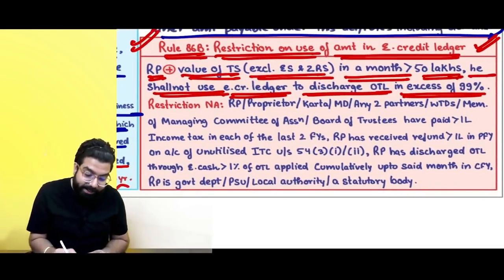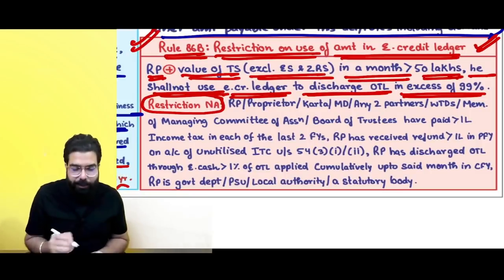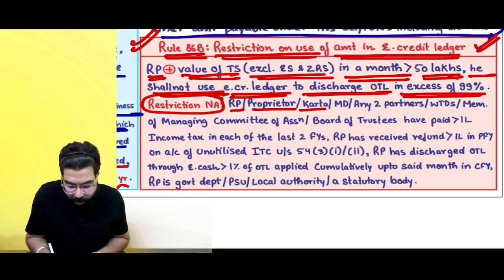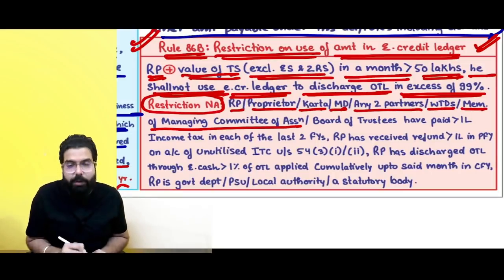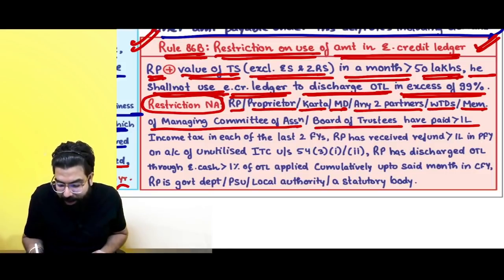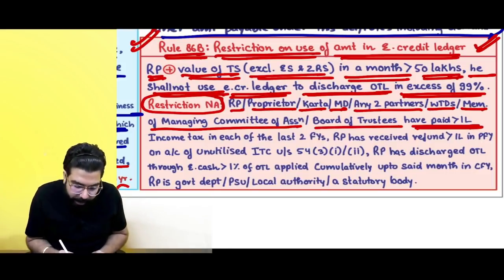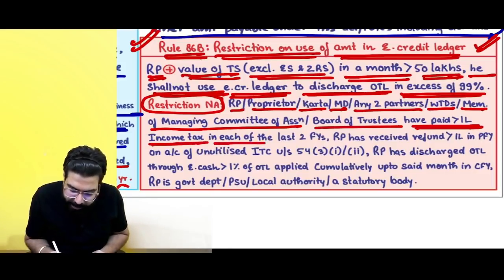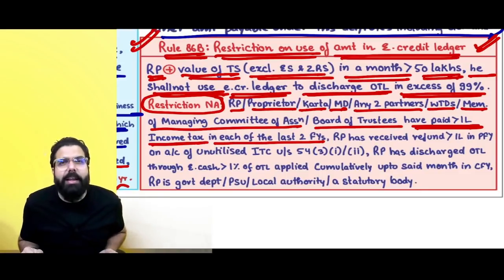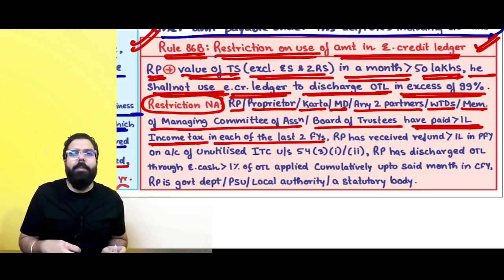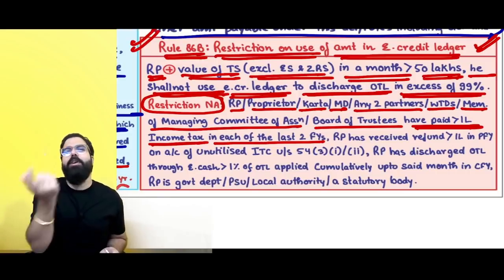But this restriction is not applicable if you are a registered person or proprietor or karta or managing director or any two partners, whole-time directors or members of managing committee of association or board of trustees who have paid greater than 1 lakh income tax in each of the last 2 financial years. So if you have paid greater than 1 lakh rupees income tax, it means government is telling you are a trusted person. For you, this restriction of paying 1% in cash is not applicable.